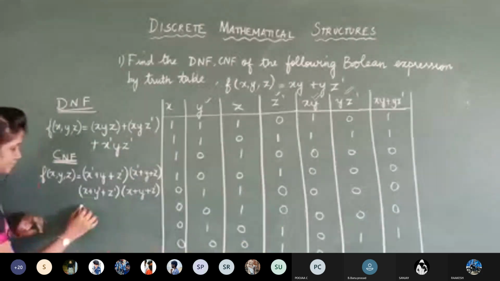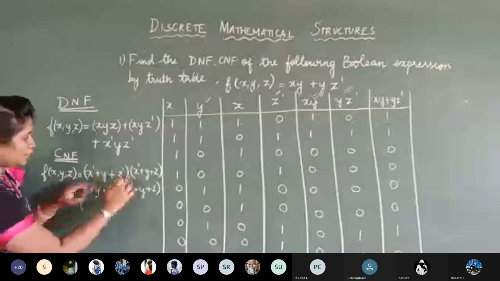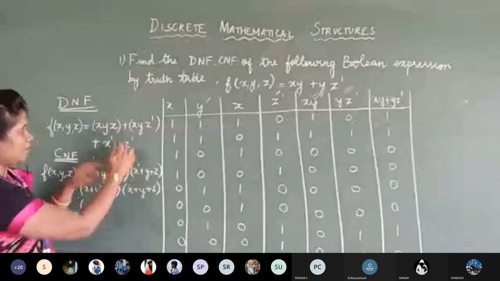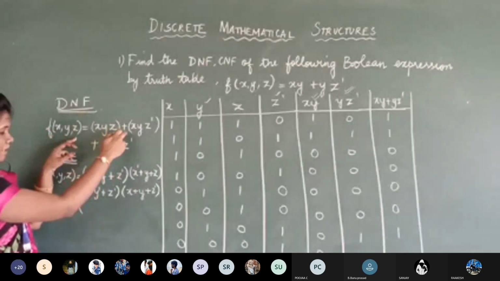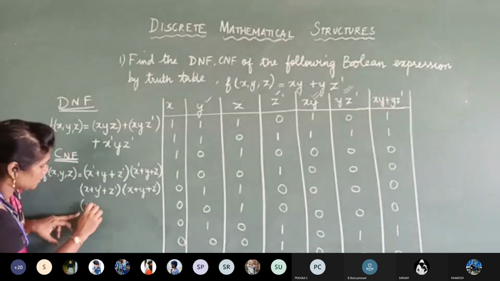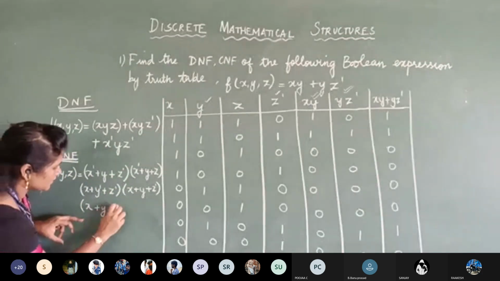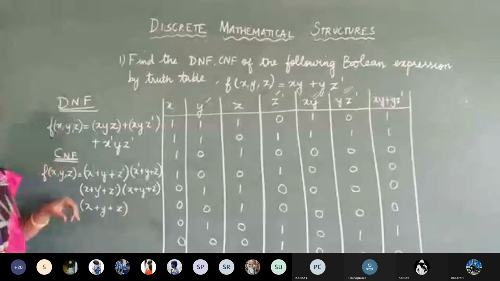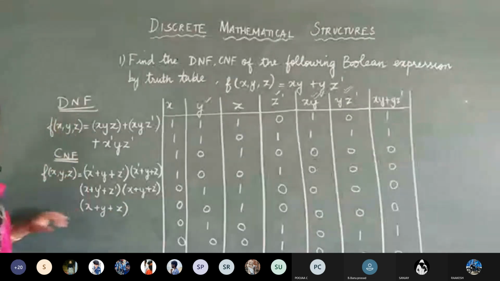And the last one, you must not put plus in the middle. Only for DNF it is plus. Here it is product. So here it will become x plus y plus z. So this is how you find out your DNF and your CNF. Okay, write it down.